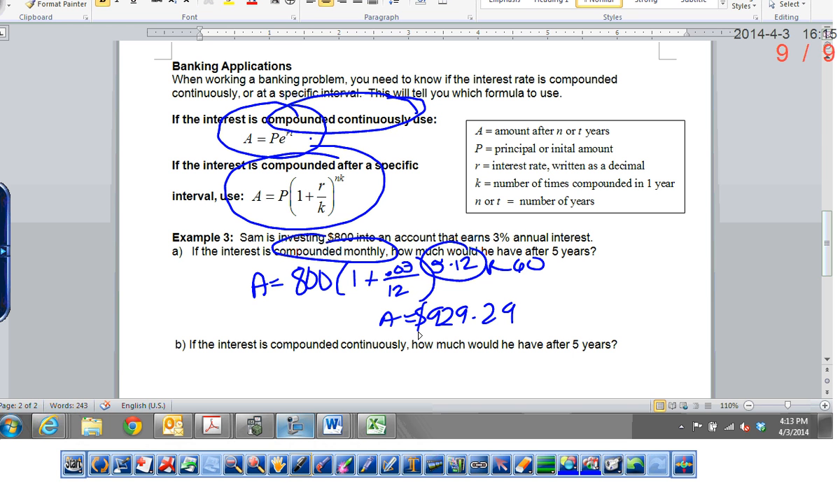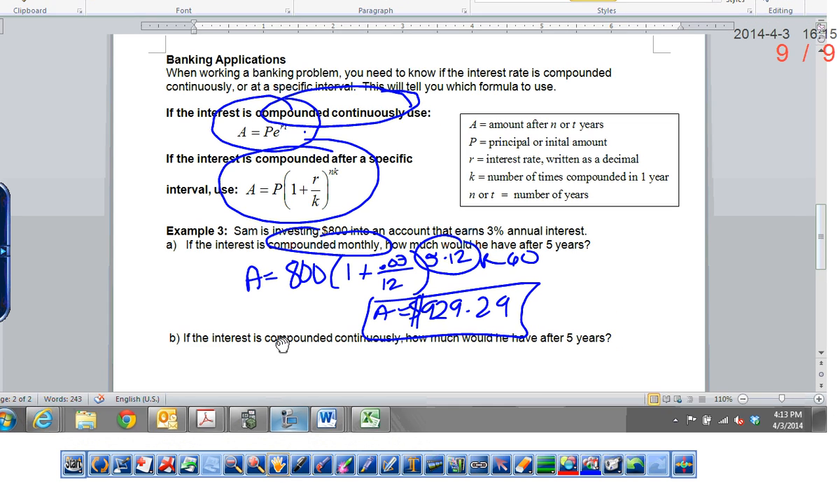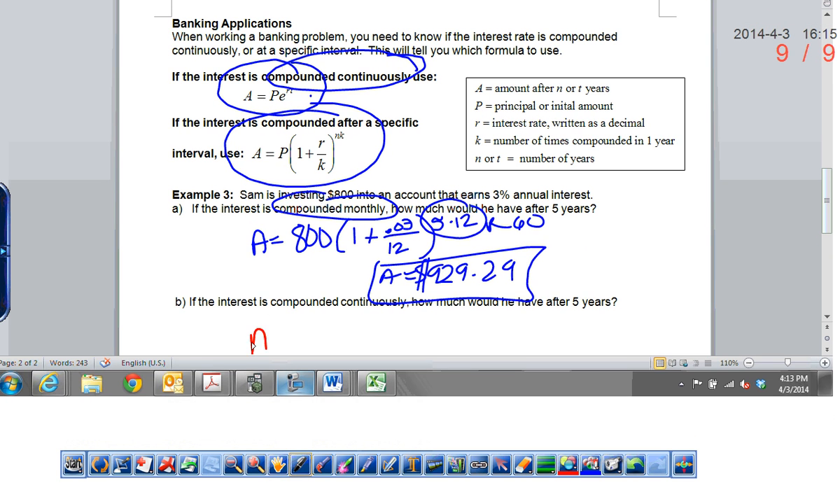$929.29. All right. For letter B, it says continuously, so we're going to use the PERT formula. Still starting with 800. Now we're using e. My rate is still 0.03, and time is 5 years. So once again, I would take our 0.03 and 5, multiply that. That gives 0.15. And then take e to that number, then multiply by 800, and we get $929.47.